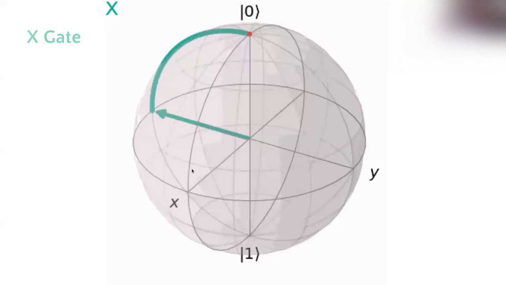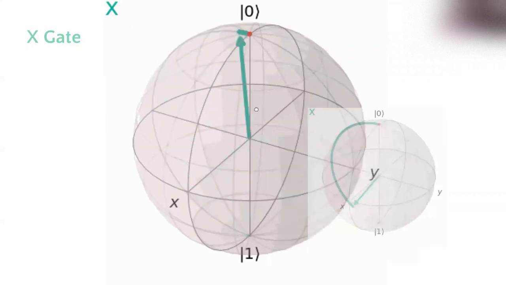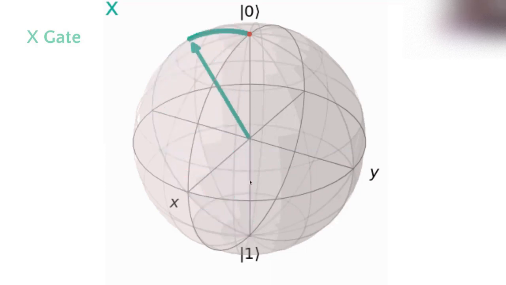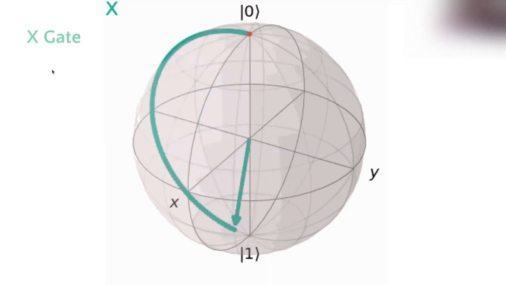So let's look at our first gate of discussion, which is the X gate. If you can see, our initial state is ket 0 and the final state is ket 1. What is essentially happening is a 180-degree rotation about the x-axis. So whatever our initial state will be, it will be rotated by 180 degrees about the x-axis if we apply the X gate to it. That is the effect of this particular gate in the form of a visualization on the Bloch sphere.